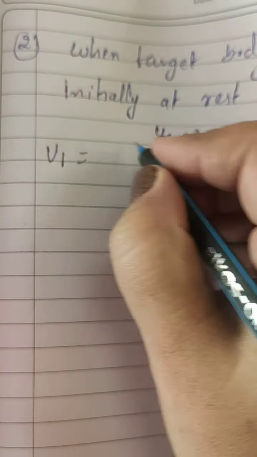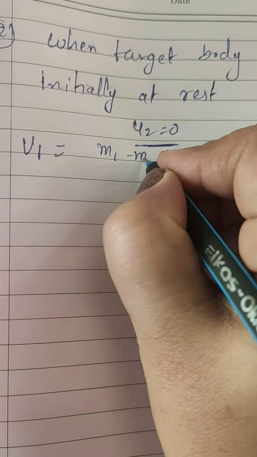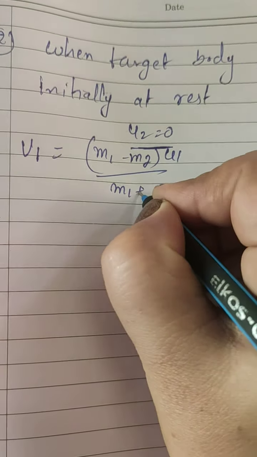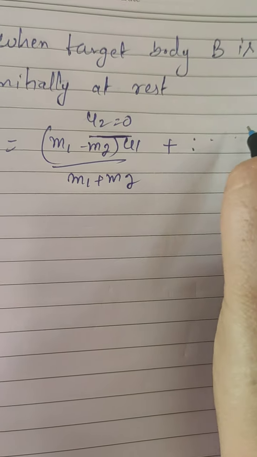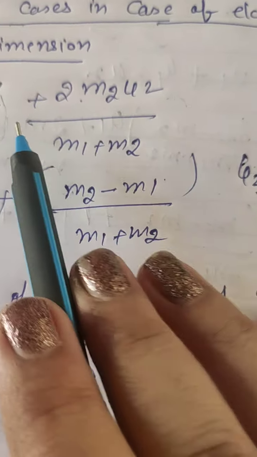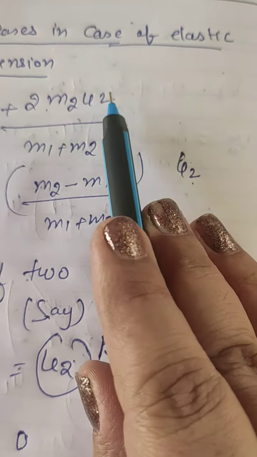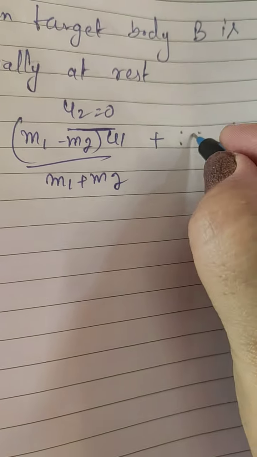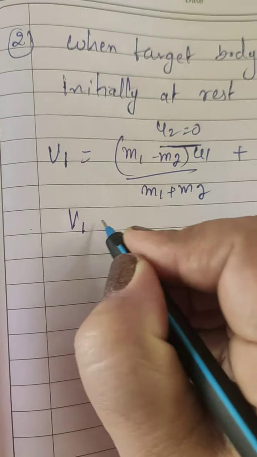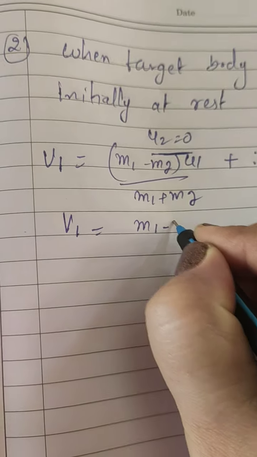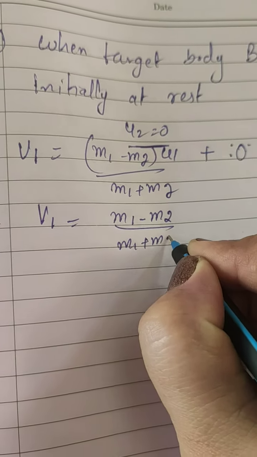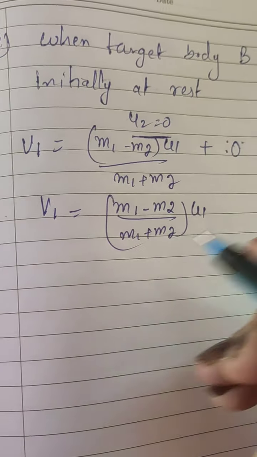Now we know that v1 is (m1 minus m2) into u1 divided by (m1 plus m2) plus, the expression was 2m2 u2. You can see here the expression is 2m2 u2. So since u2 is 0, this expression will become 0. So v1 is equal to (m1 minus m2) upon (m1 plus m2) into u1.